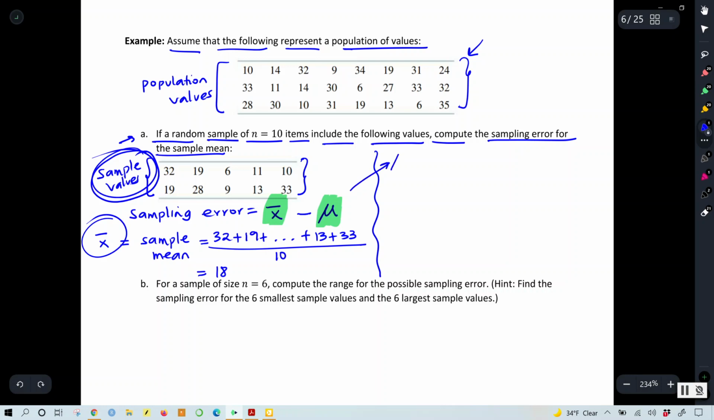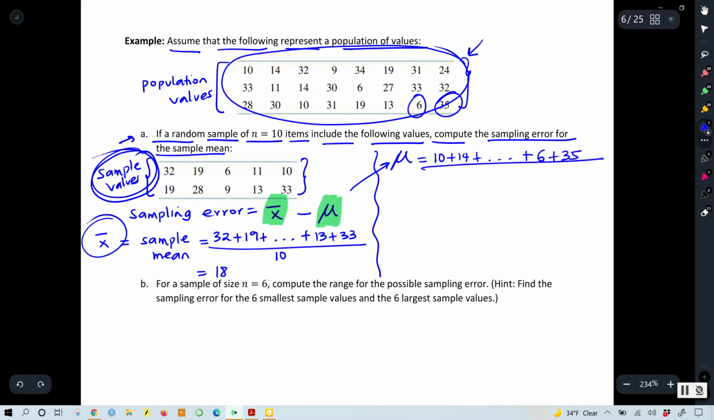Then next, I'll proceed to the population mean. That will require me to add up all the population data values, 10, 14, as far as 6 and 35. And divide by how many values do I have here? If you count, I have 24. And that will give me 22.125.